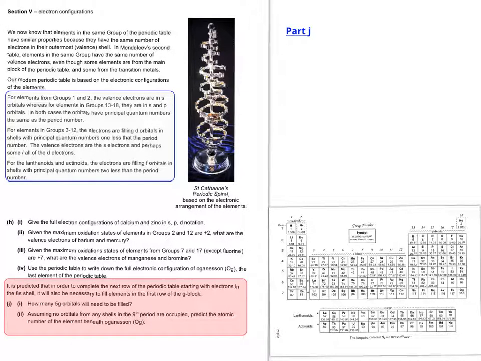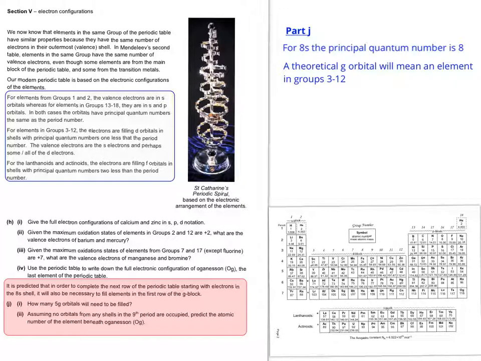That in order to complete the next row of the periodic table, starting with electrons in the 8s shell, you need to start filling elements in the first row of the g block. Now let's work out how many 5g orbitals will need to be filled. So to do this, we need to have a little bit of logic. So for 8s, the principal quantum number is 8, but the g subshell that would go alongside that would mean an element in groups 3 to 12. And it says in the elements for groups 3 to 12, the electrons are filling d orbitals in shells with principal quantum numbers 1 less than the period.